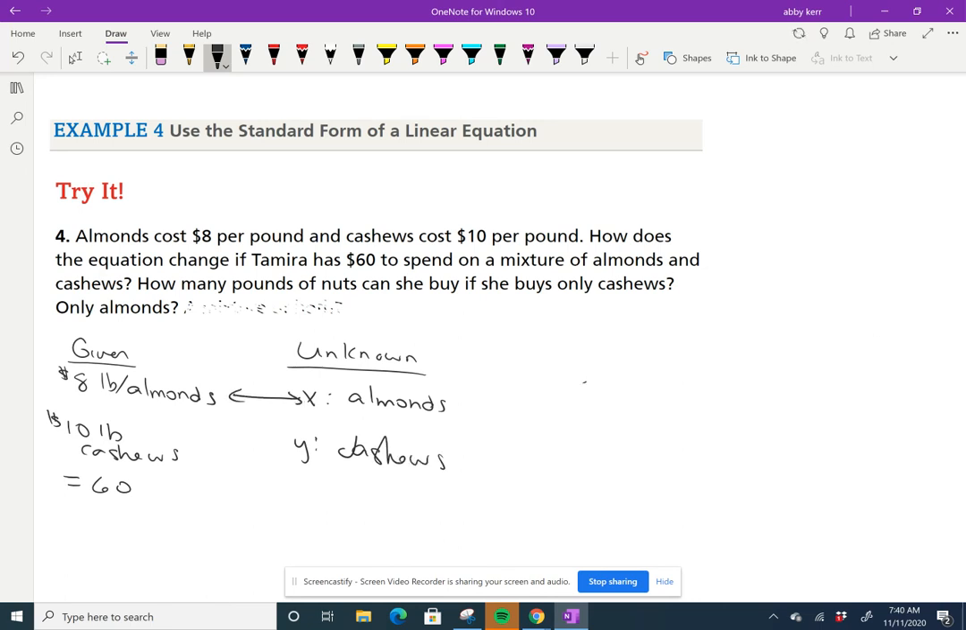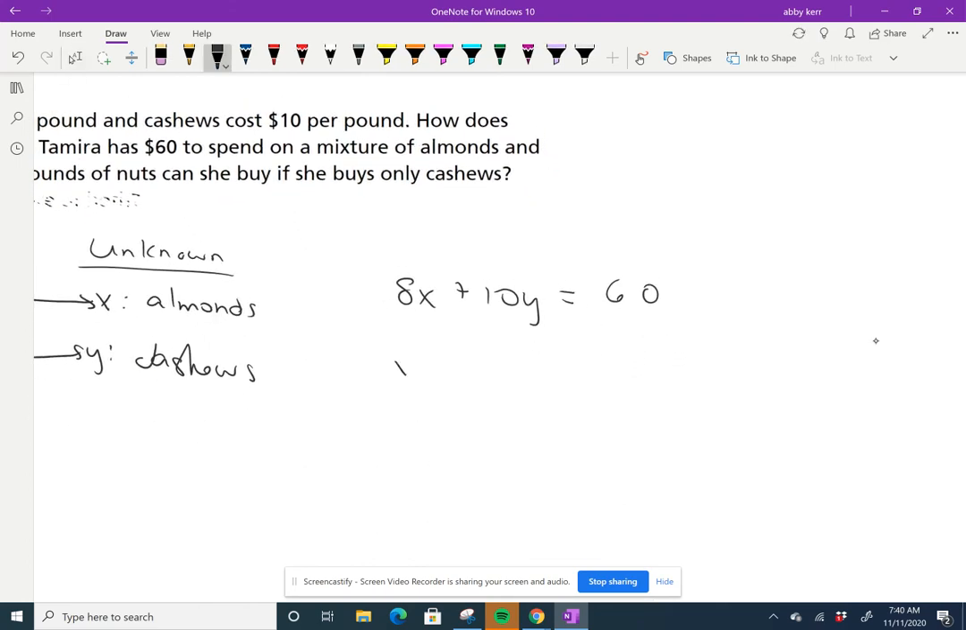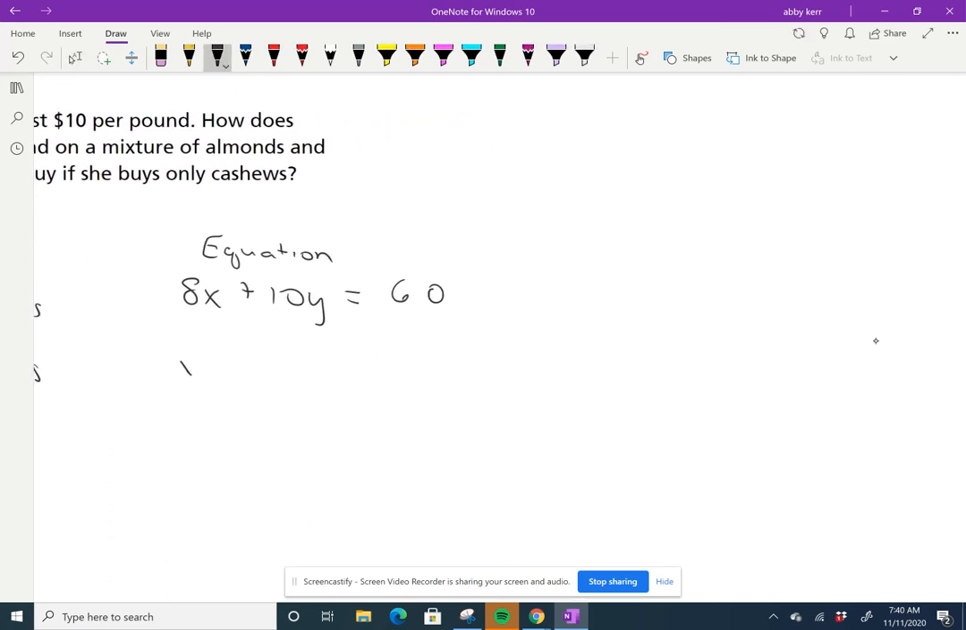Since we're talking about almonds, 8 goes in front of x. y is talking about cashews, so that's why the 10 goes in front. And then we have the new total, which is 60. Now, this is the equation. We want to solve the equation.